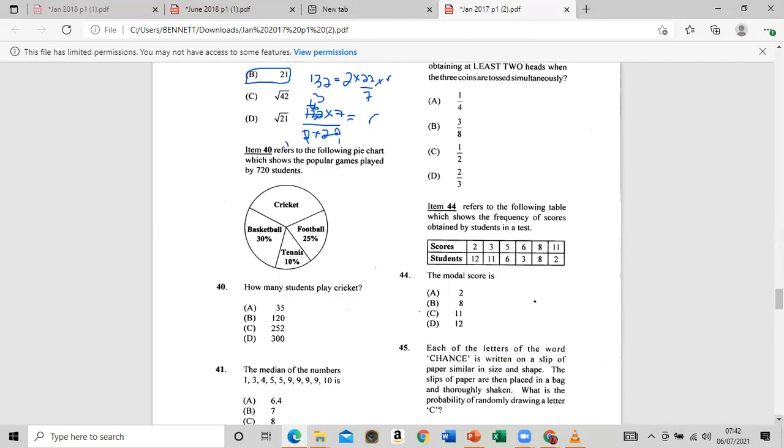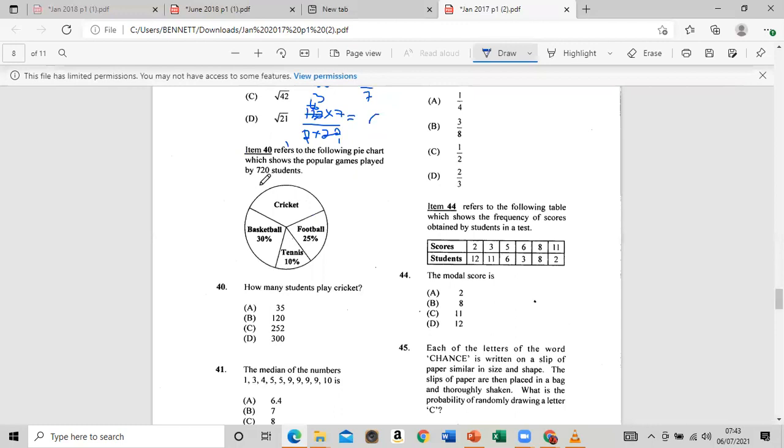All right, 40 now. It says 40 refers to the following pie chart, which shows the popular games played by 720 students. So we know that it's 720 students. So let's go now. We need to find out the percentage of cricket first, right? So 25 plus 10, that's 45, plus that 75, 30, plus that 55, 65. So it's 35% play cricket, but that's not the answer yet. We need to find 35% of 720.